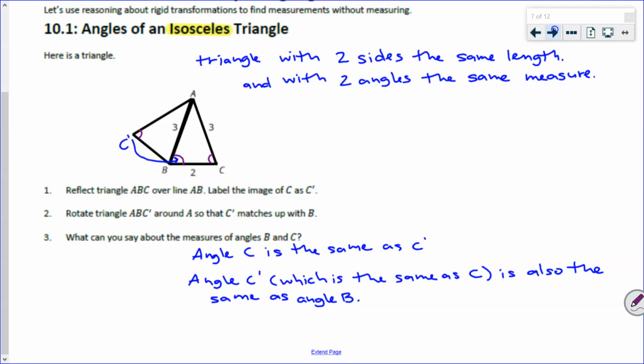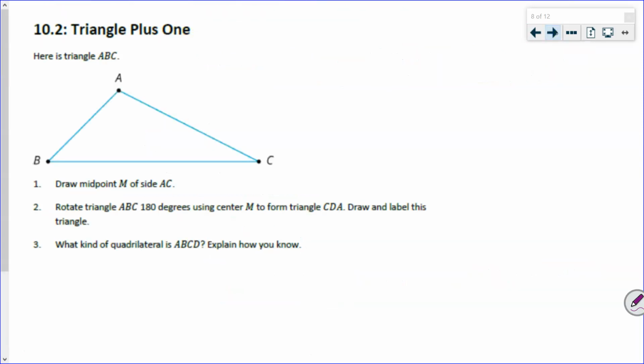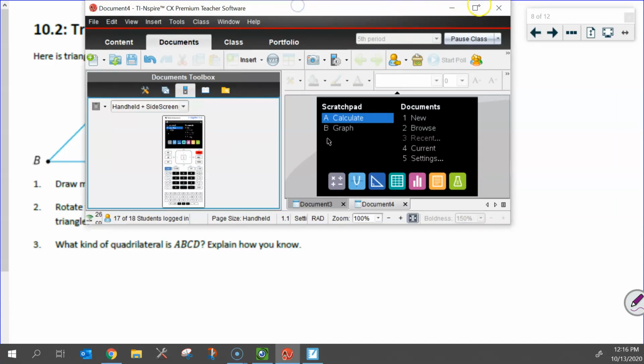The next one for our in-class students, we are going to be using our calculators. Now, students who are learning online, you don't have an applet for this. You can either observe and see what we do in the calculators, or you can do this physically with your tracing paper and finding the midpoint, etc. For you in-person students, this is what it looks like.